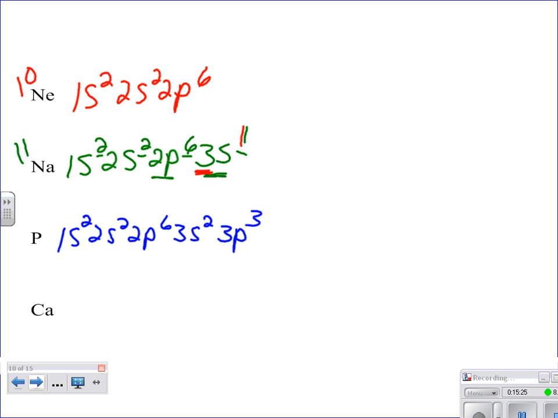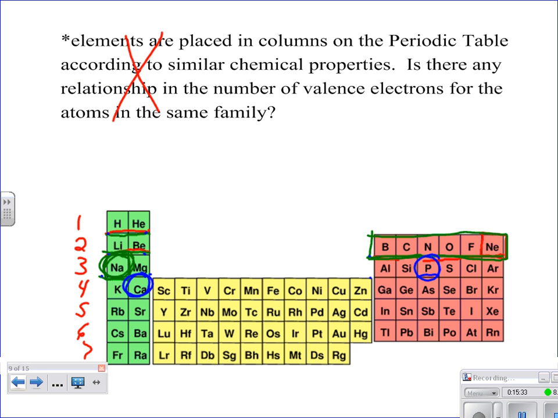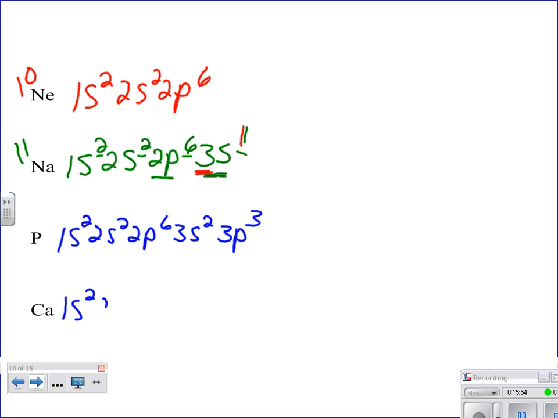Okay, calcium, we're feeling good. This one will still make us feel good and smart. Then I'm going to throw you a curveball. So we're going right here to calcium. And here we go. 1s2, 2s2, 2p6, 3s2, 3p6, 4s2. You got it. 1s2, 2s2, 2p6, 3s2, 3p6, 4s2.